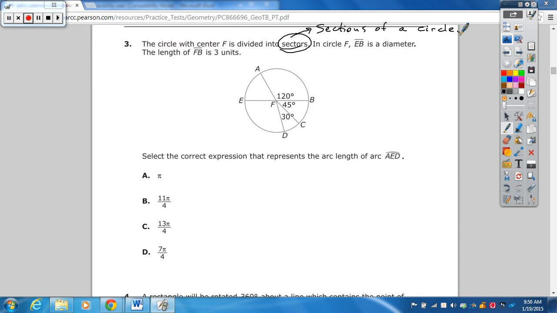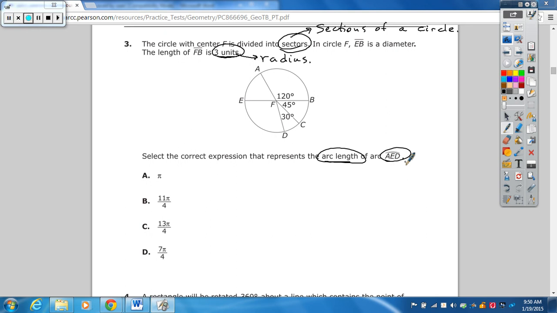So it's important to know that EB is a diameter, which makes this 180, makes this 180 as well. And FB is 3 units. Now, what I would do on my test is highlight that FB is a radius. Make sure I make that clear to myself as I'm working through these problems. Select the correct expression that represents the arc length of arc AED.